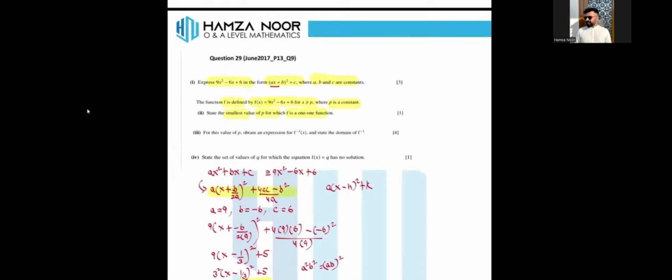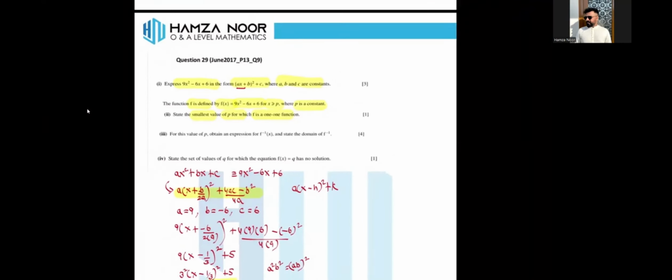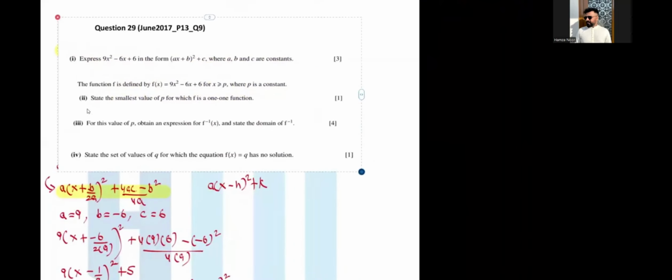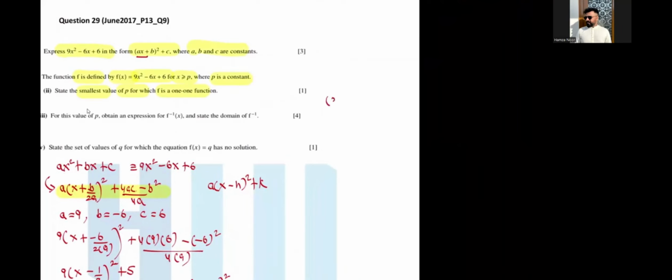Okay, so what we know is that in these types of questions, the domain is restricted from the x coordinate of the turning point of the quadratic graph. In this case, we obtained the completing square form, which was (3x − 1)² + 5. So here we have the equation of the curve. I can say that this is the f(x) function: f(x) = (3x − 1)² + 5.